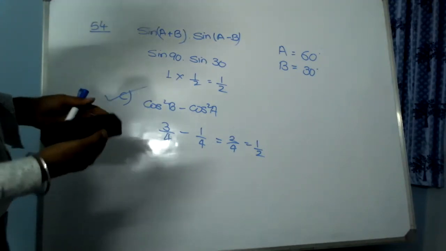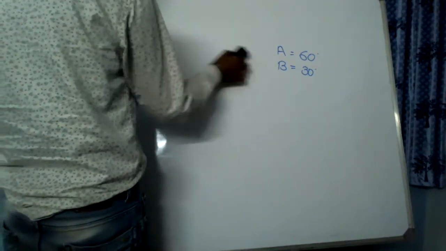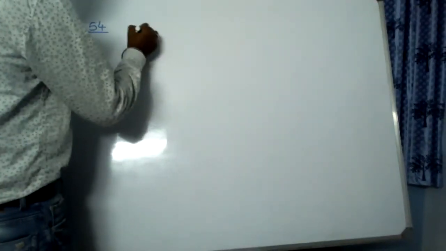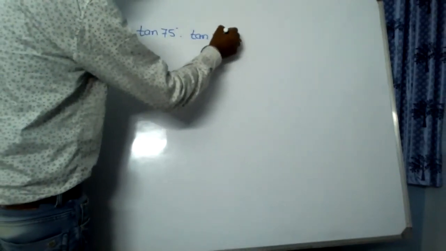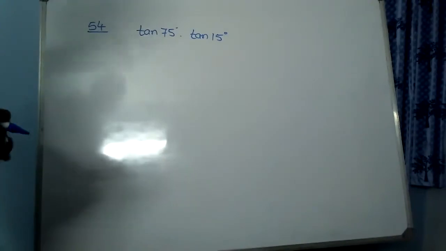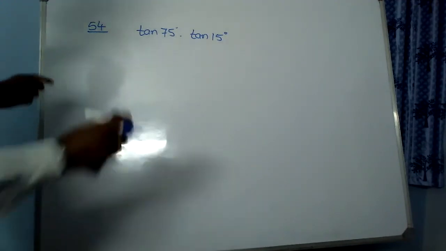Next question is tan 75 into tan 15. For this, you know that they are complementary angles, right? 75 and 15 together are complementary. Whenever you have such a question where the two angles are complementary to each other, in these kinds of questions, this is question number 55.